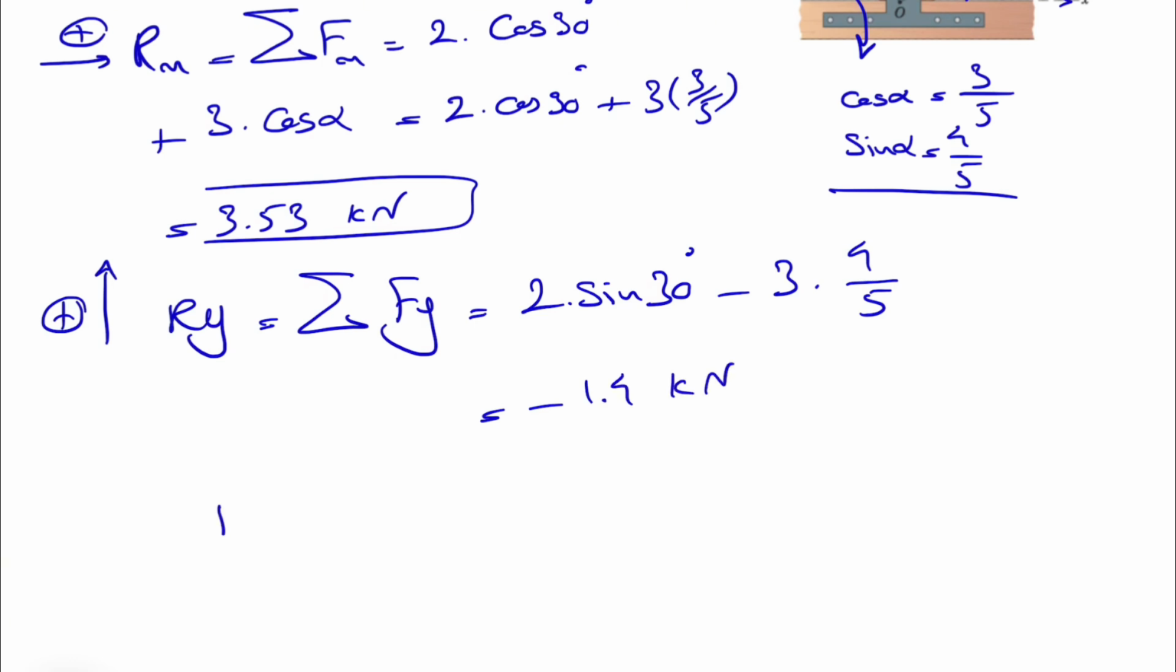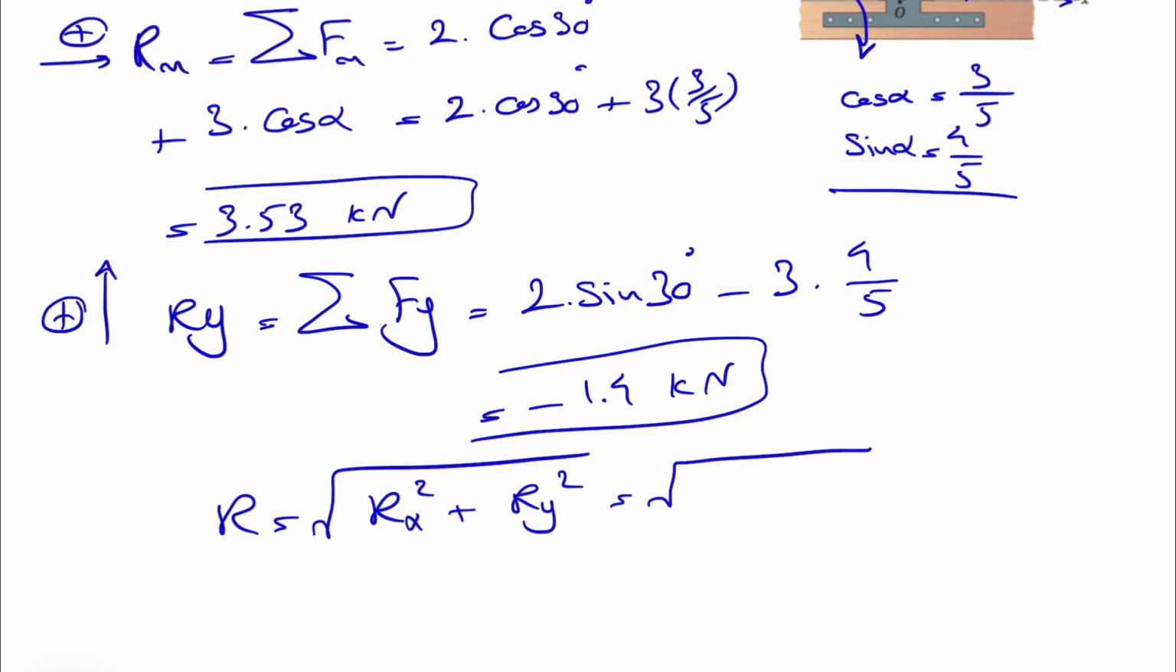To find the magnitude of R, we have the square root of Rx squared plus Ry squared. So we have 3.53 squared plus 1.4 squared, and this will be 3.8 kilonewton.